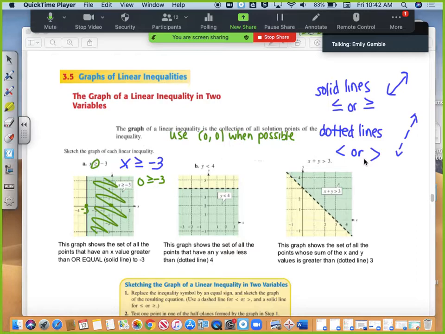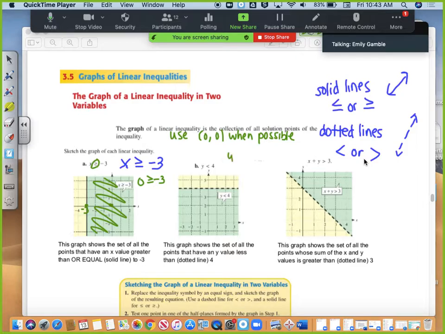The region, I know on yours it looks just black and white, but here the shaded regions are in green, and they're showing that those are all of the solutions. All of the numbers that are greater than or equal to -3 on the x-axis are everything to the right of -3. Same thing, but now we're doing y.